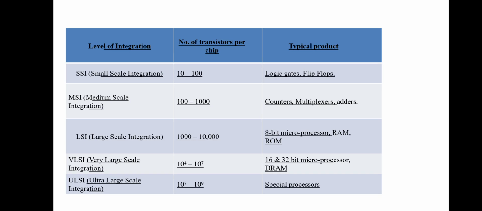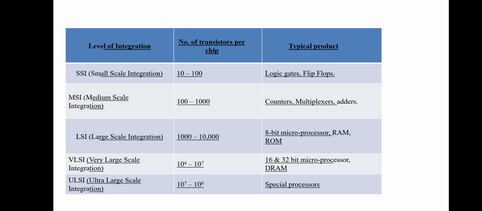So coming to the levels of integration, the first one is small scale integration. It uses transistors in the 10 to 100 range. Examples are logic gates, flip-flops. Then the next level is medium scale integration. In medium scale integration, there are 100 to 1000 transistors per chip. The examples are counters, multiplexers, adders.